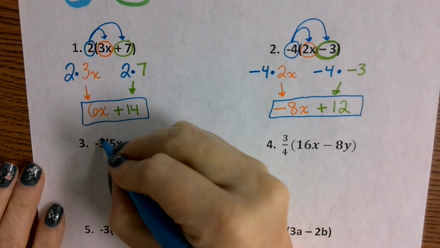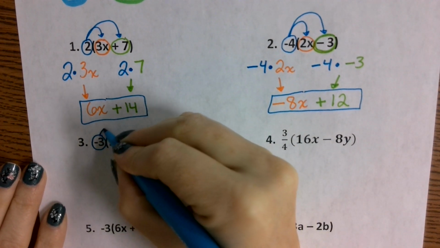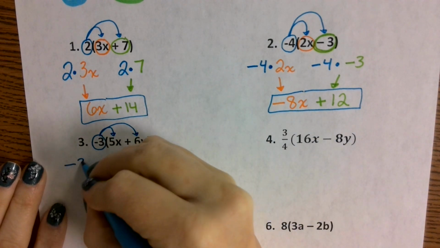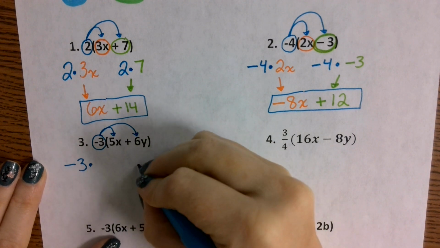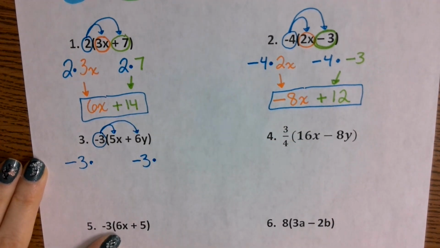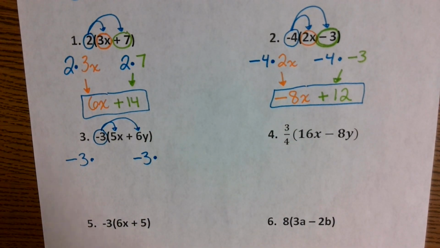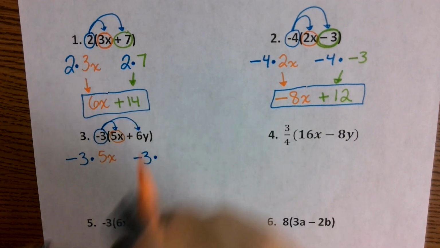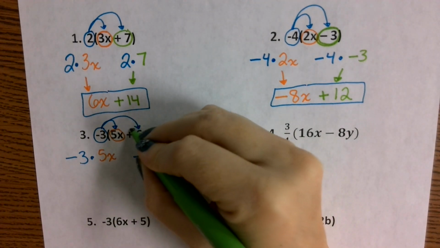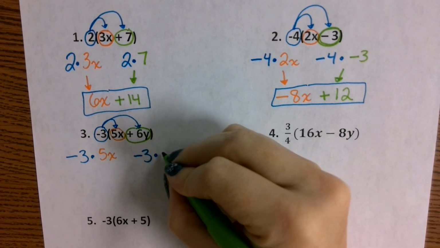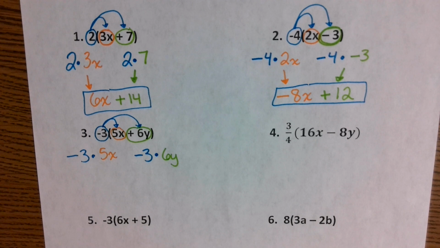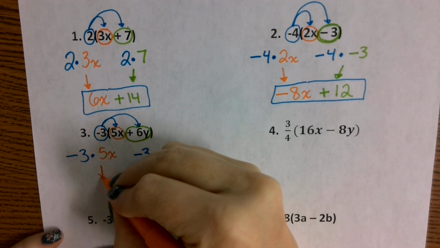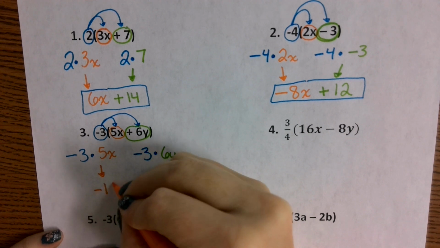Okay? So let's take a look at number 3. We're taking a negative 3 and we're going to multiply it to each of these terms. So I'm going to have negative 3 times my first term and a negative 3 times my second term. My first term happens to be a 5x. My second term happens to be a positive 6y. So I'm doing negative 3 times 5x. That's going to come out to a negative 15x.